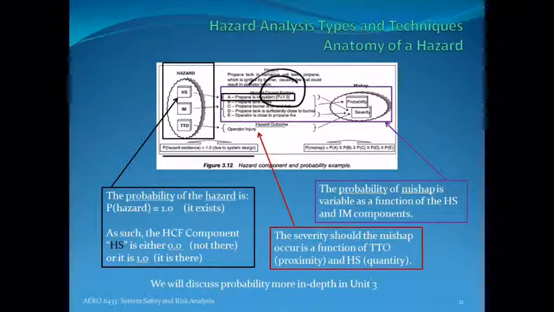All of those other factors have their own probability factors, and those are all greater than 0, but less than 1. 1 is certain, 0 is nonexistent. So the other factors are between 0 and 1. The product of all of those combined will give us the overall probability of a mishap. We're going to get into more of that quantitative detail in Unit 3. But in the next video, we'll talk more about reducing hazards and the hazard reduction order of precedence.